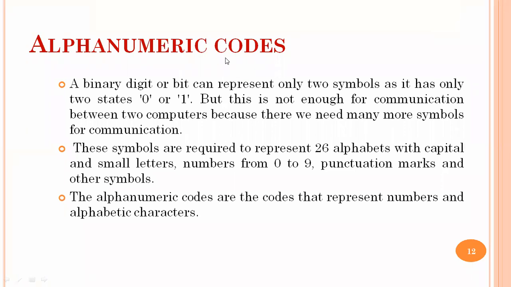Then alphanumeric codes are there. A binary digit or bit can represent only two symbols because it has only two states, but that may not be enough for communication as we go advanced. Because there is a need for more symbols for communication, alphanumeric codes use 26 alphabet letters with capital and small letters, numbers from 0 to 9, then punctuation marks and other symbols. So alphanumeric codes are the codes that represent numbers as well as alphabet characters.